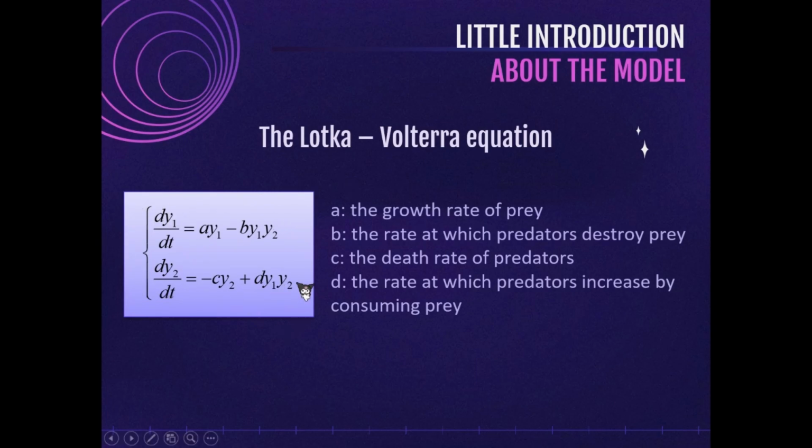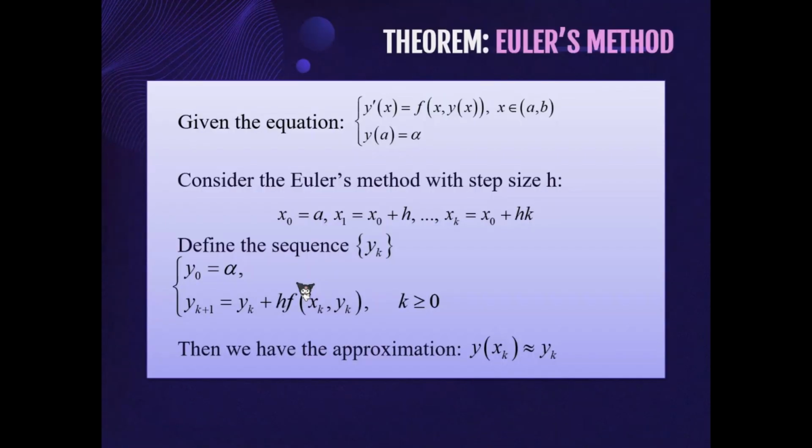is the growth rate of prey, B is the rate at which predators destroy prey, C is the death rate of the predators, and D is the rate at which predators increase by consuming prey. To solve these two equations, we will use Euler's method. So let's talk about the Euler method.